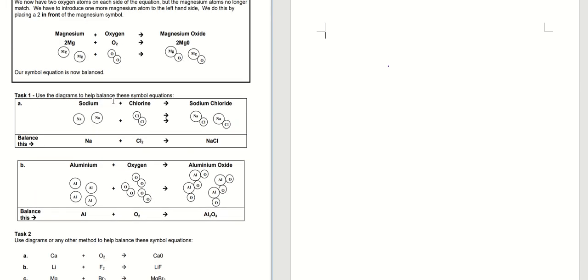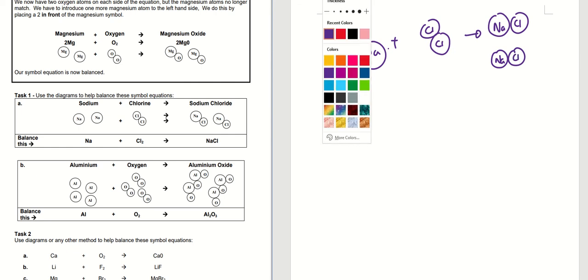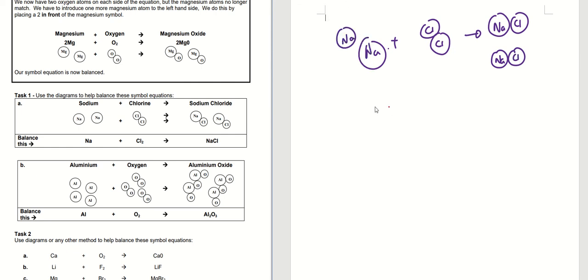So we have task 1, use the diagrams to help balance the symbol equations. So we have the sodium. We have 2 sodiums plus the 2 chlorines. And then you have sodium chloride and sodium chloride. So let's try and write a balanced chemical equation for that. So obviously they've already written down the symbols for you, which makes life much easier.